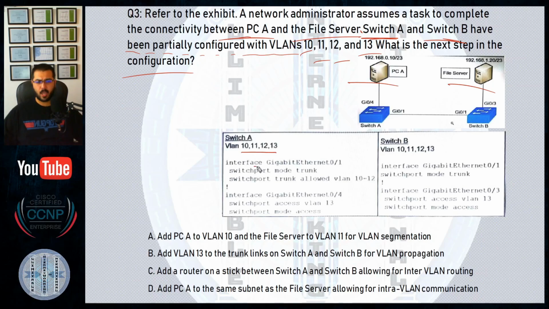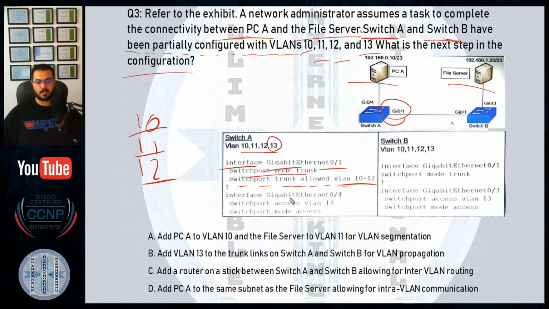Okay, I agree. Interface GigabitEthernet 0/1, which is this one here, should be a trunk, must be a trunk, because it's passing multiple VLANs. Switchport trunk allowed VLANs 10 to 12, so only 10, 11 and 12 are really allowed to pass this trunk interface, whereas 13 is not mentioned, and thus 13 will never be able to go through that interface.